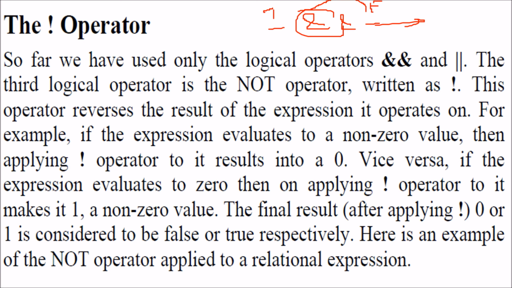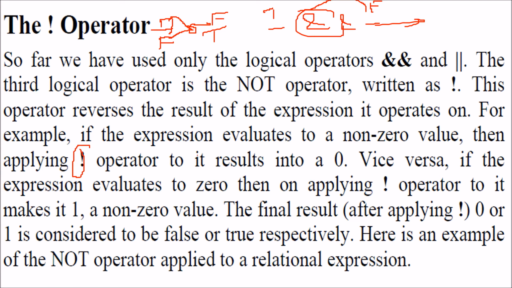But NOT actually inverts. So this is like an inverter. When you pass true, it will give you false. When you pass false, it will give you true. So this negates. Basically, it negates. So this operator reverses the result of the expression it operates on.